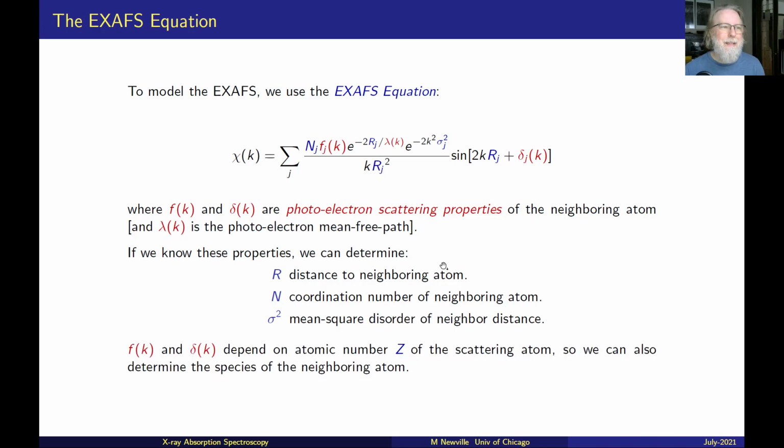It's a bit complex, but it's also pretty robust, and lots of work has gone into making sure that those techniques are reliable and robust. So in addition, as we'll see shortly, these f and delta properties, these scattering factors and phase shifts, depend on the atomic number Z of the scattering atom. And so we also have some sensitivity or specificity to the neighboring atom type.